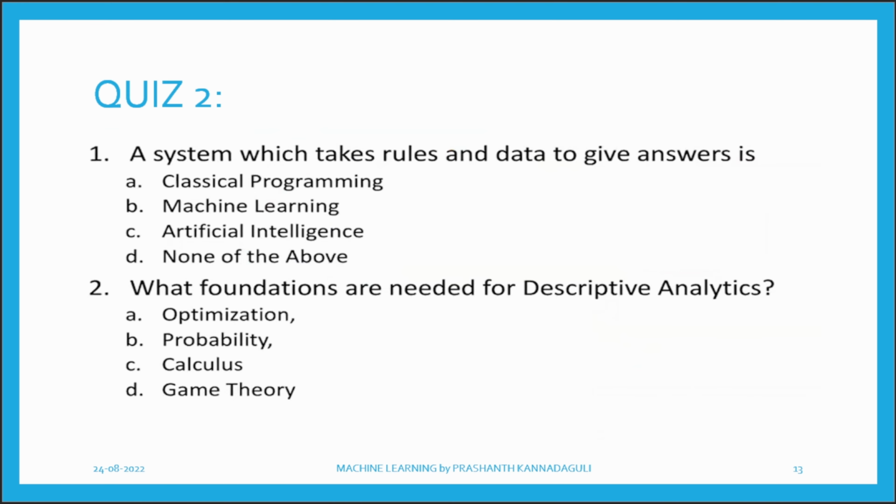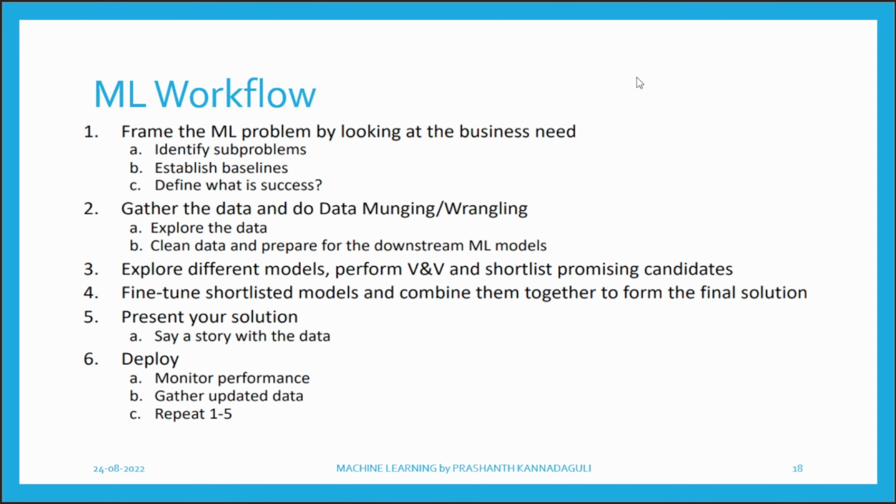So now I want you to understand this. It is called a machine learning workflow. Whenever we are facing a problem and we want to solve it, what is the normal flow of implementing any algorithm? It will have 6 different steps.